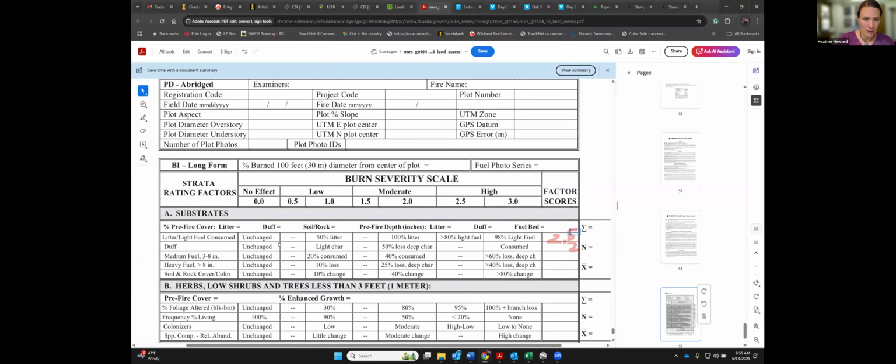Okay. Let's get through a couple other of these. We'll just consider these all the same here for a second. So we've got medium fuel, 3 to 8.